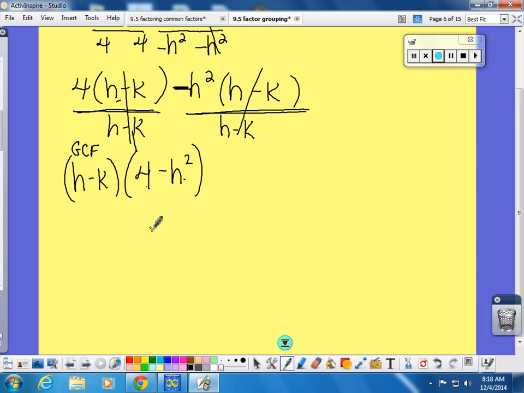Now, when you were multiplying, how did you get to this? What did you have? Conjugates. So now, remember, we're putting this in reverse, right? Now when I factor a difference of two squares, what am I going to get for my answer? Conjugates. Let's bring this down.